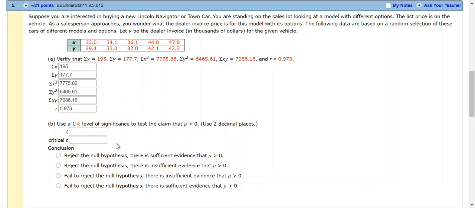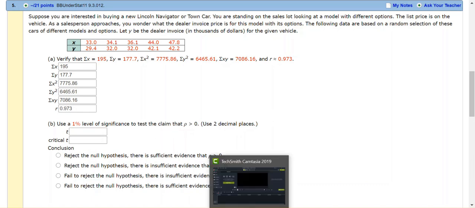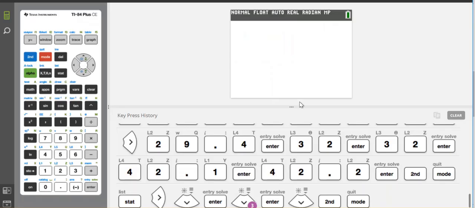Part b says use a 1% level of significance to test a claim that this funny looking p, the rho, is bigger than 0, and use 2 decimal places. So they're asking for the t value and the critical t. Let's go down to our calculator and figure out that t value.